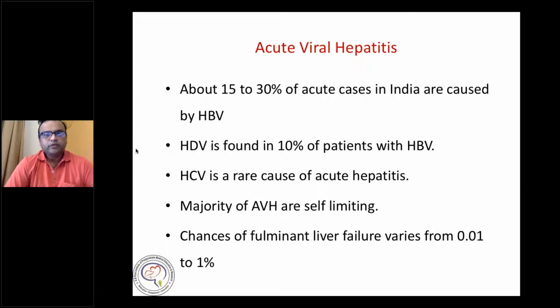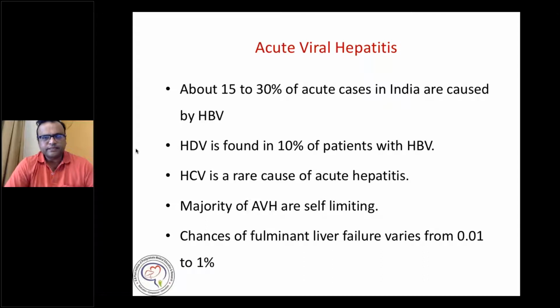Most of the cases of acute viral hepatitis in India are thought to be related to hepatitis B virus, but since it is covered with chronic viral hepatitis, we will talk about it then. Hepatitis D virus cannot infect the liver alone. For this, you require hepatitis B virus infection. Hepatitis D is basically an incomplete virus, so it cannot infect the liver primarily. So for hepatitis D virus to infect the liver, you should be pre-infected with hepatitis B.